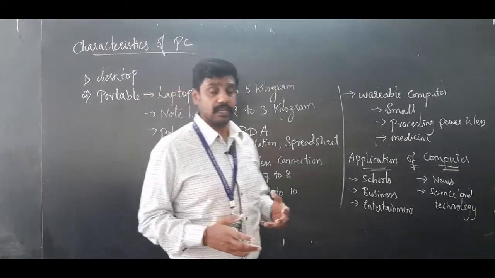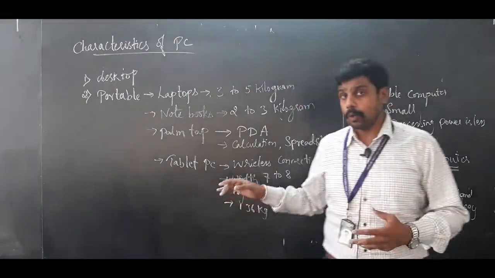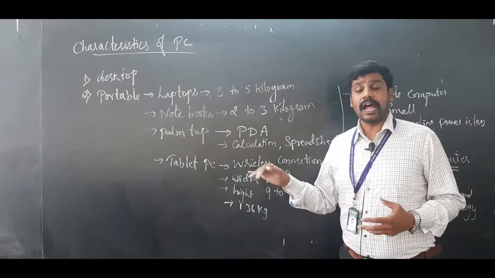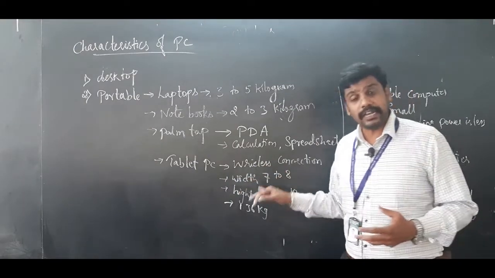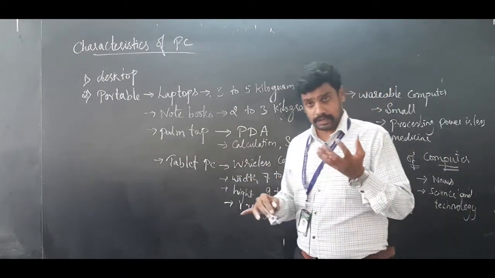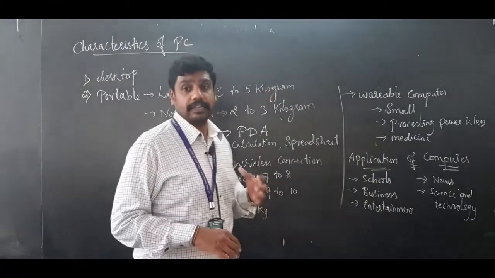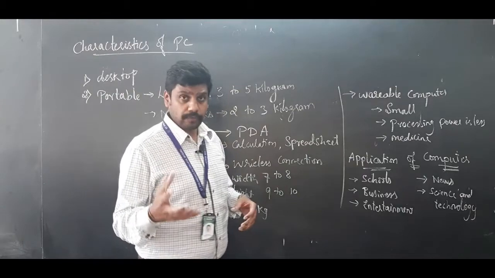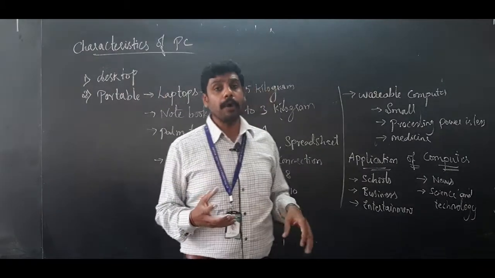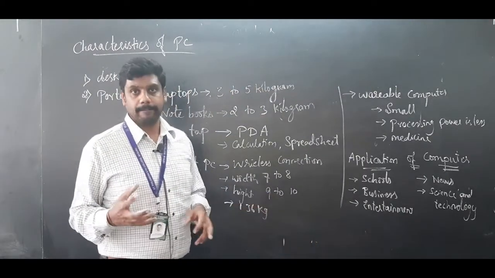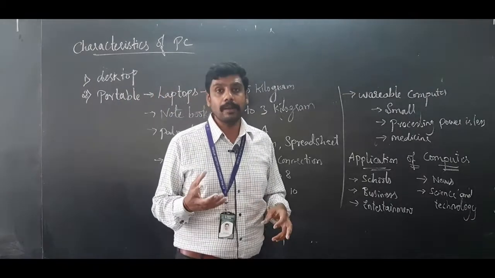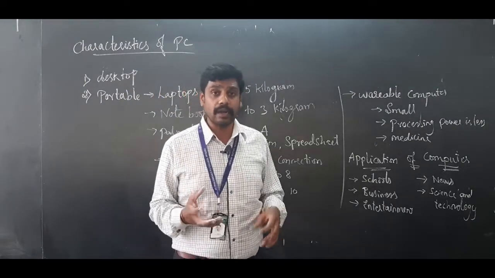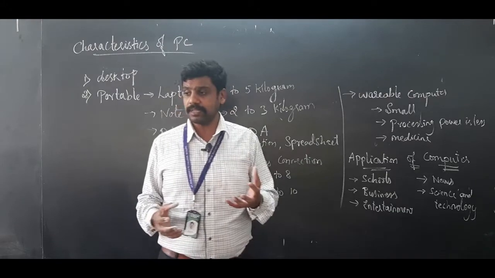The size of this tab is around a width of 7 to 8 inches and a height of 9 to 10 inches. That is the size of tab available in the market. The total weight of this tab is 1.36 kilogram. The weight of this tab is 1.36 kilogram.